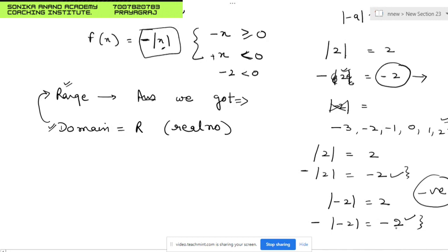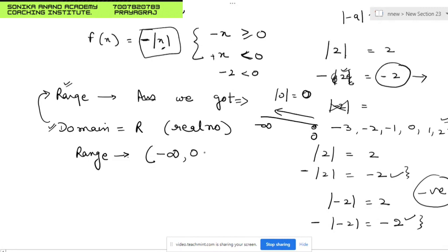Clear? So, what is the range? If I take 0, then its value becomes 0. Its value according to the number line goes from 0 to minus infinity, all the negative numbers. So we write the range as minus infinity to 0, and 0 is included, so we put a sign like this. Now what is the difference between this bracket and this bracket according to domain and range?